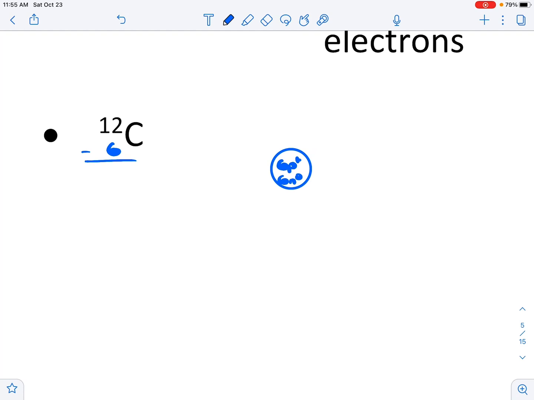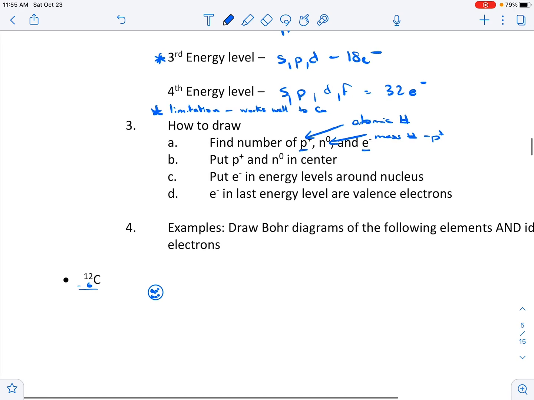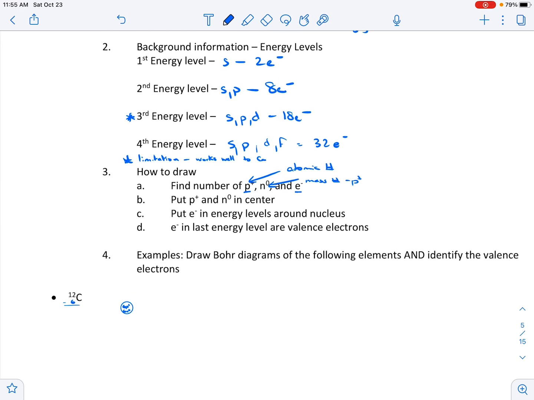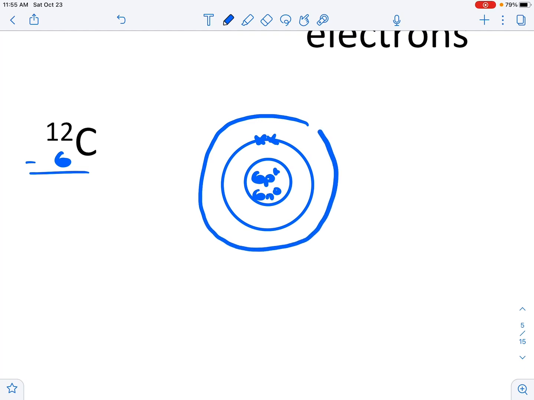Now we're going to put them in the energy levels. And remember, we said the first energy level can only hold 2 electrons. So there's my first energy level, and I'm going to just put 2 electrons in there. You can signify them by either X's or dots. So that means I have 4 left to place, because carbon has 6, since it has the same number of protons and electrons. And so I need to put 4 out there.